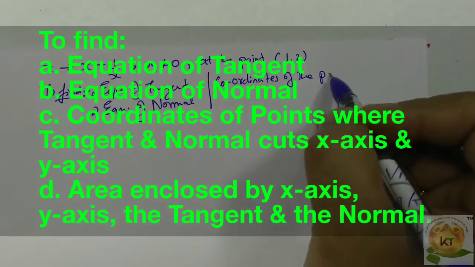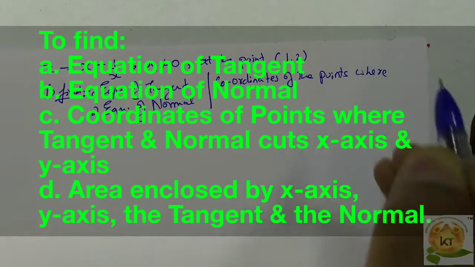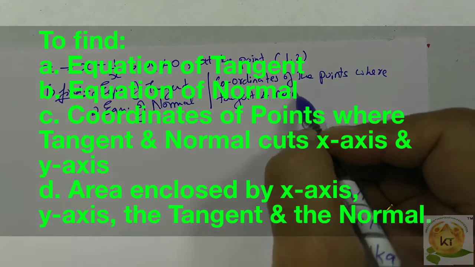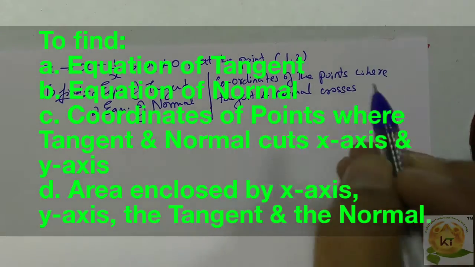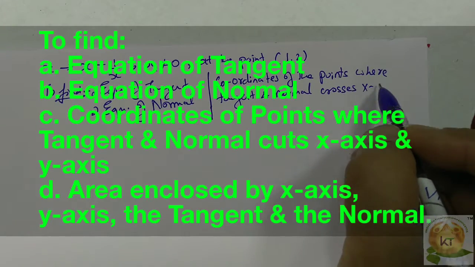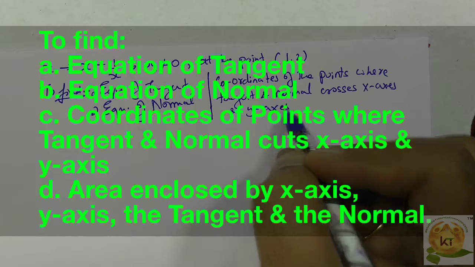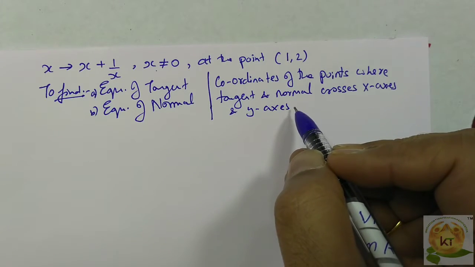So the second part, they are asking you to find the coordinates of the point where tangent and normal cross both the coordinate axes, that is, they cross the x-axis and the y-axis. Okay, so that's the second part that they're asking you in this question.